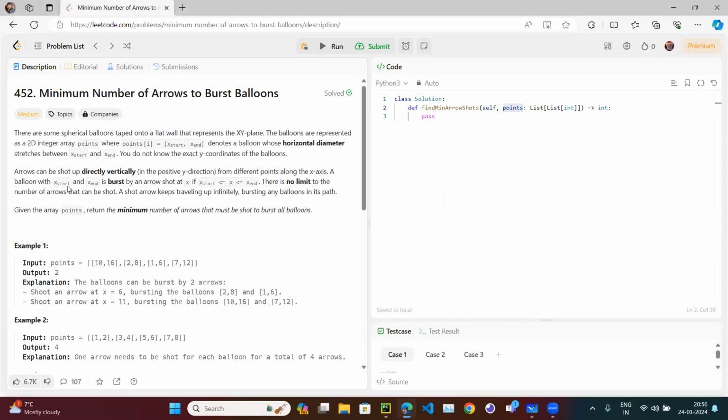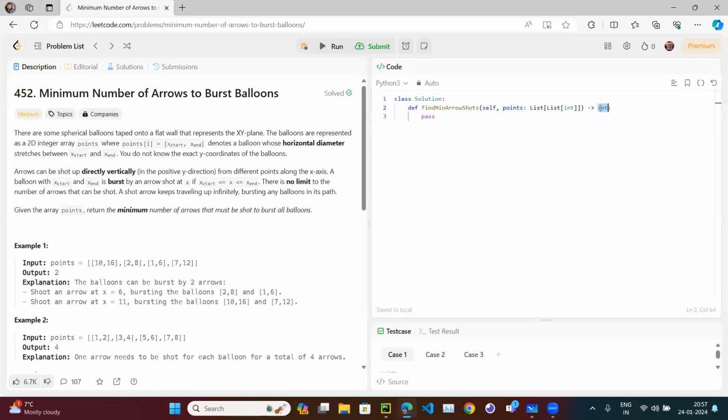And they said a balloon with x start and x end is burst by an arrow shot at x if x start is less than x end, and there is no limit to the number of arrows. So there is no limit to the number of arrows. It could be any. So it means you have n number of arrows, you just need to find the minimum number of arrows. So you need to return the minimum number of arrows. So you need to return some integer.